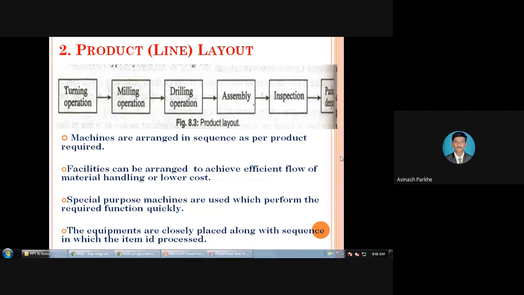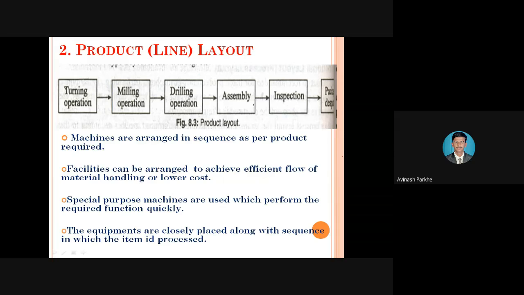So what is meant by the process layout? It is used whenever we have to go for batch production. In that case, we use the process layout or functional layout in industries. What is the basic meaning of the process layout? Similar types of machines are grouped together. That means a number of milling machines are located at one location only. All the lathe machines, all the grinding machines, all the welding machines are located at one location.